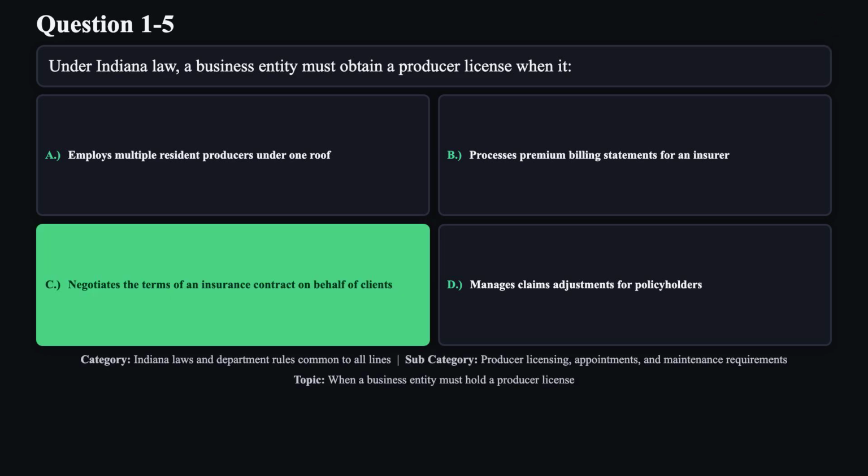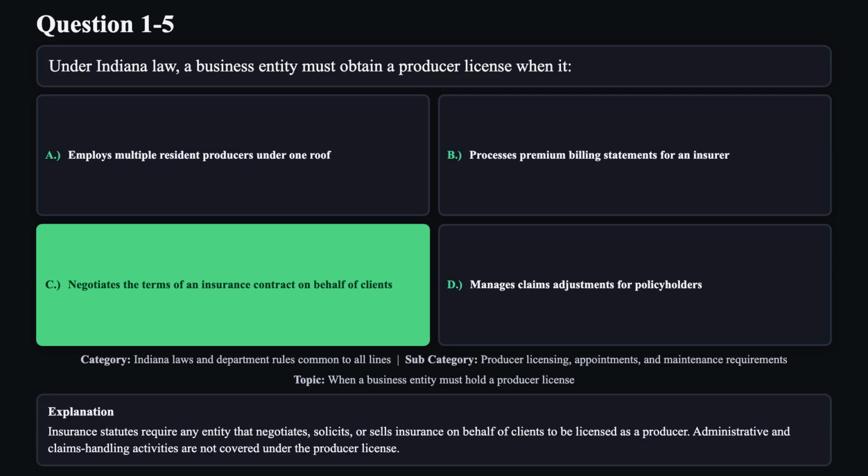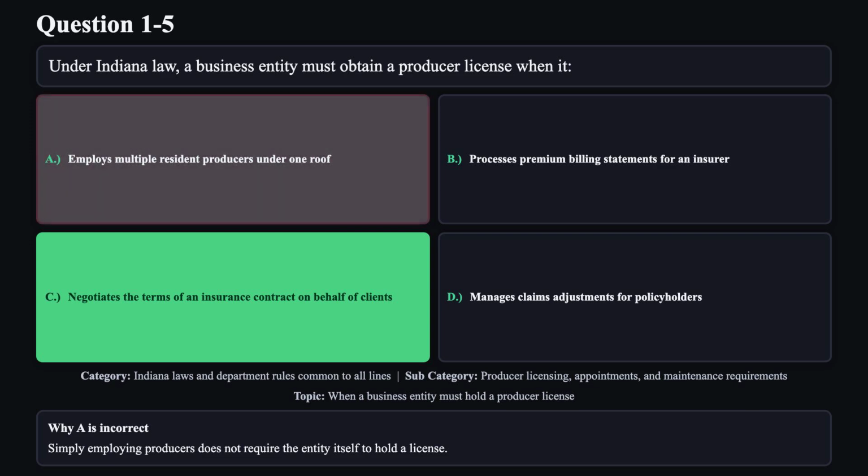The correct answer is C. Insurance statutes require any entity that negotiates, solicits, or sells insurance on behalf of clients to be licensed as a producer. Administrative and claims handling activities are not covered under the producer license. Reason A is not correct. Simply employing producers does not require the entity itself to hold a license.